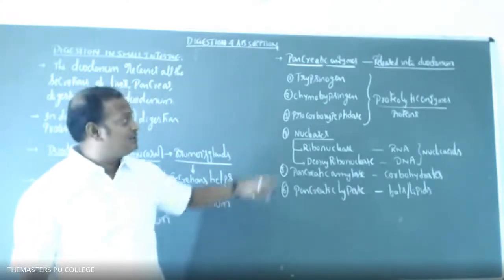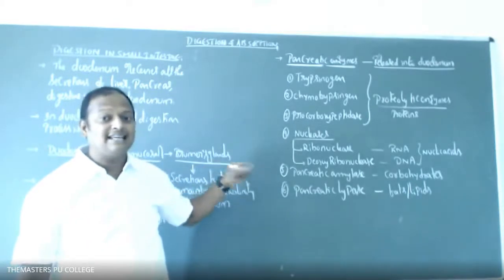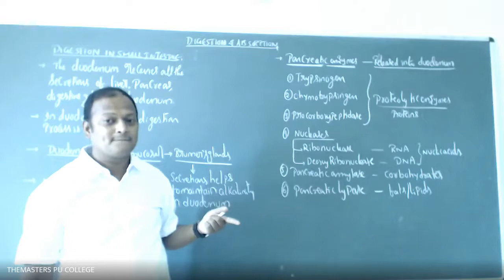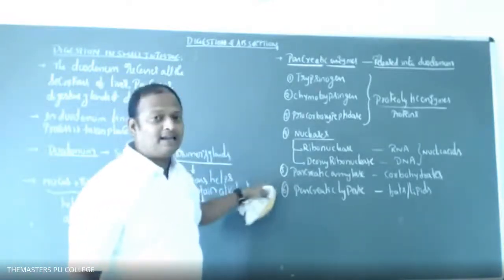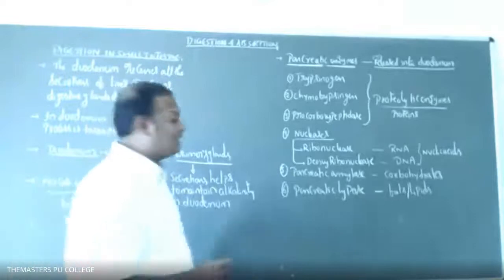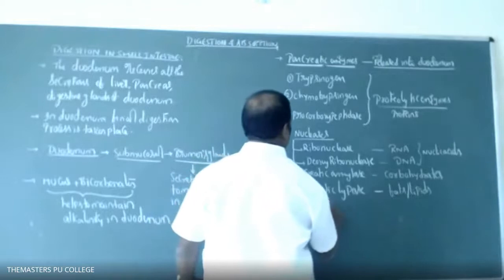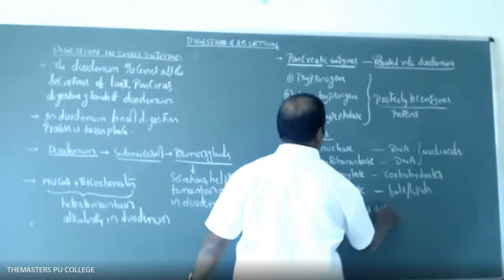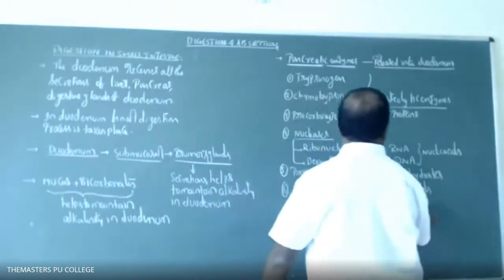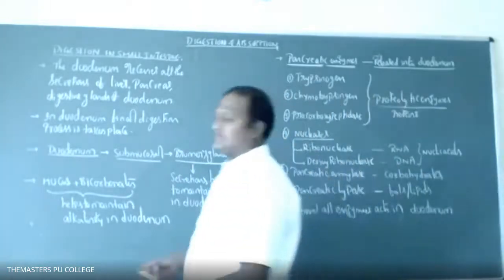Okay, students. So these are all enzymes released from the pancreas and they act where? In the duodenum. That point you need to remember. Clear, students? Released from the pancreas and acting in the region of the duodenum. So write that point above: all enzymes act in the duodenum of the small intestine. That point you should remember.